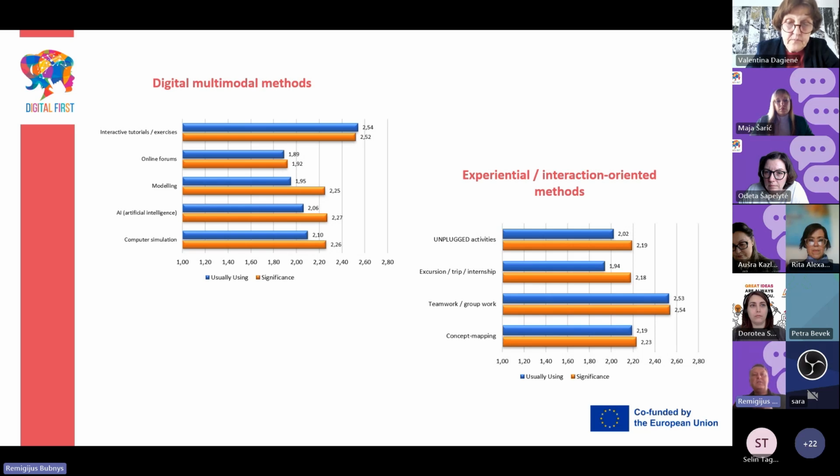While teachers acknowledge the importance of digital multimodal methods, they are rarely used in teaching, particularly for topics like modeling, artificial intelligence, and computer simulations. Comparing the methods used by primary and secondary school teachers, it is clear that self-learning, teacher-centered, and knowledge-based methods are more common in secondary education.